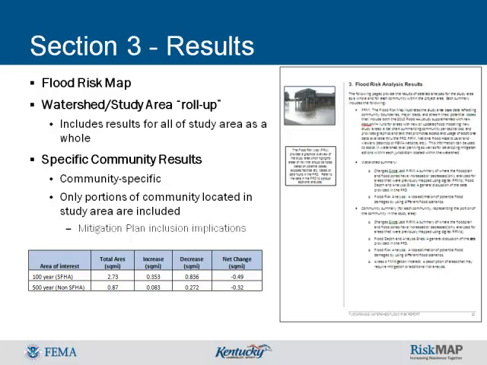This is a summary of the results and does not represent all of the data that can be generated from the flood risk database. The following information can be found in Section 3 of the report: the flood risk map, overview of communities in the watershed study area, and information regarding increases and decreases in floodplain area measured in square miles, hazardous estimated loss information, and, if included in the project, areas of mitigation interest.